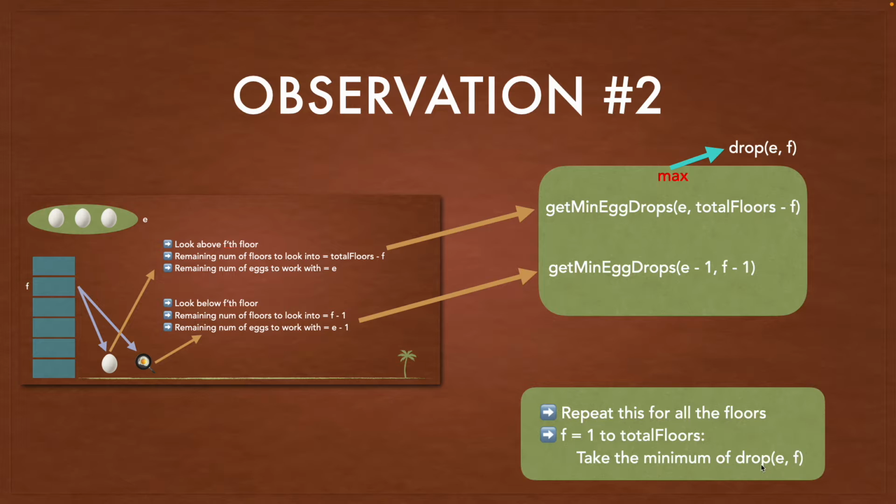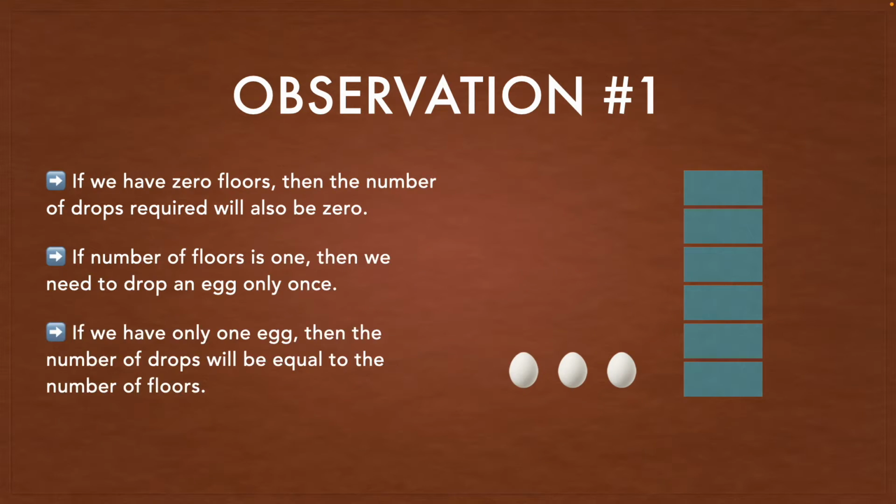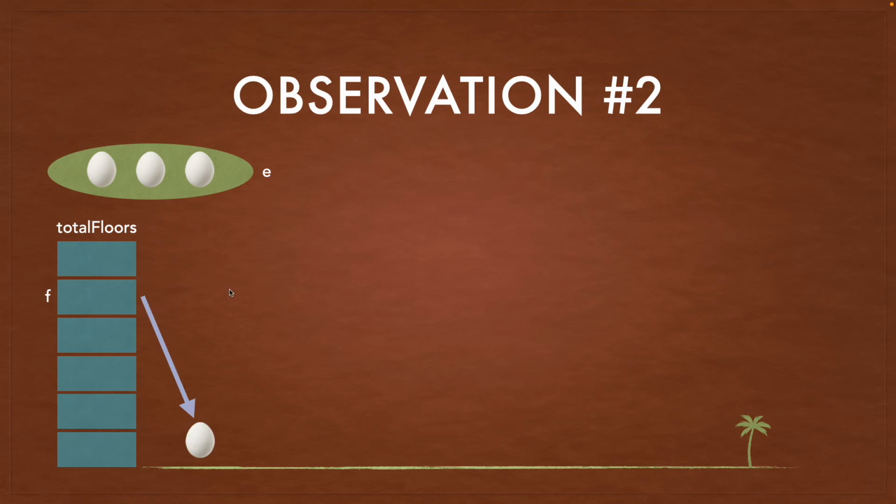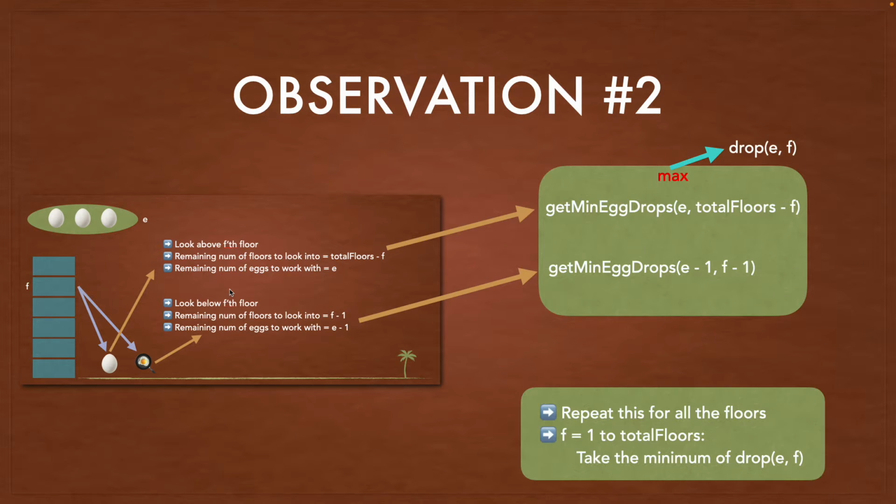Now you may ask, why are we taking the best case? See, if you take a look at the problem initially, you have to identify the minimum number of egg drops you need. How many minimum number of egg drops do you need in order to identify the lowest floor? So you have to minimize the drops. So you're going to keep doing this until you find the minimum drop. Therefore, this is your main problem.